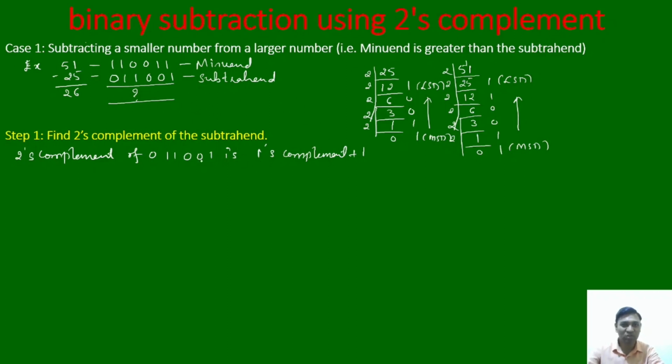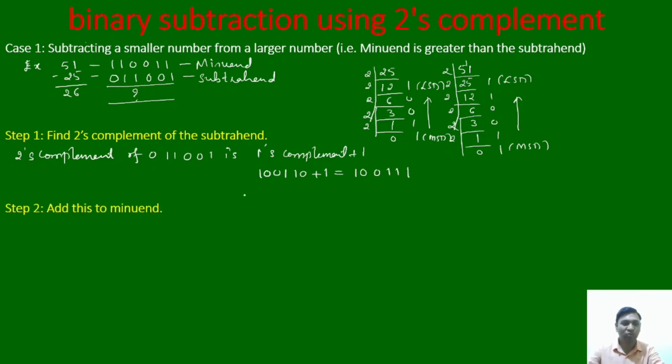So how to find the 1's complement of this subtrahend? By converting 0 to 1 and 1 to 0. Here you can see the leftmost bit is 0. We are going to write here 1. And the next two bits are 1 1. I'm going to write 0 0. Next two bits are 0 0. I'm going to write 1 1. And the last bit is 1. I'm going to write here 0. And this plus 1 as it is. Next, after addition, what are we going to get here? We are going to get 1 0 0 1 1. 0 plus 1 will become 1.